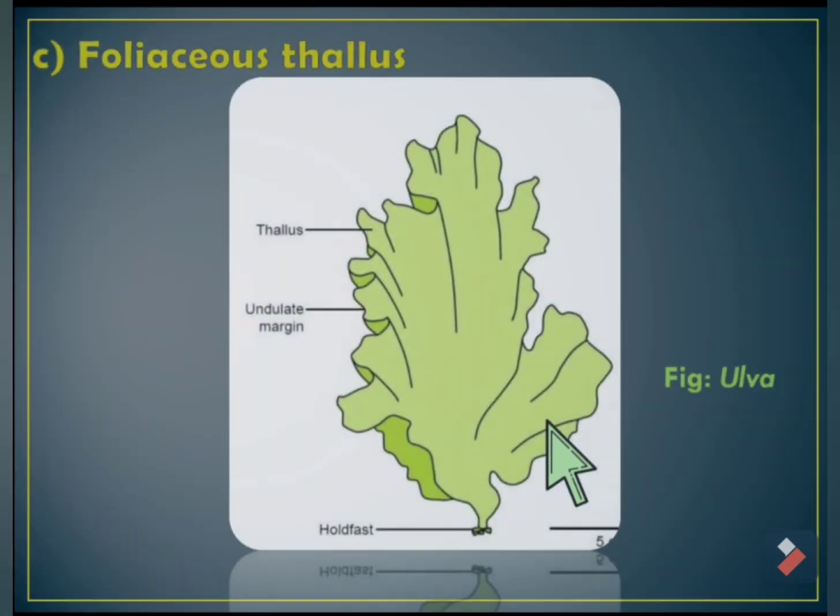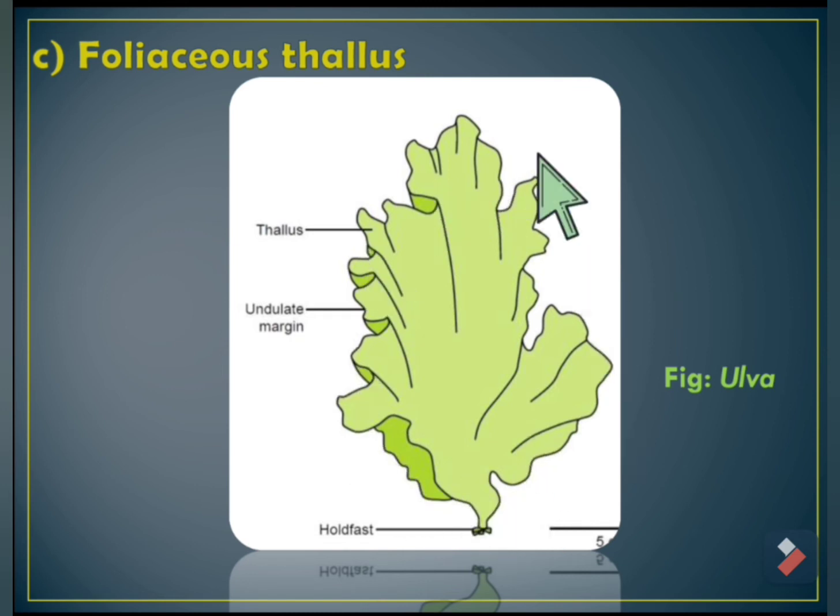So the next type we have is foliaceous thallus. Now in foliaceous thallus, here actually cell division occurs in two planes, both transverse and longitudinal. When the cell division occurs in both planes in a cell of a simple filament, the result you can see is a thin, flat, plate-like thallus.